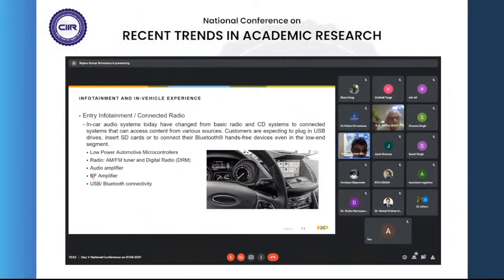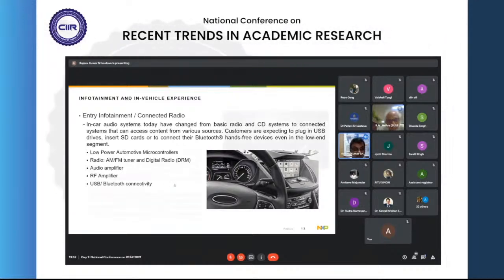Okay, and then USB Bluetooth connectivity is also important. You might have seen that now in cars you can connect your mobile phone with the system audio, and you can hear music, or even you can talk while driving without using your phone on your ear. Although it's not recommended, by law it's not correct, but it's possible, at least for others who are not driving.